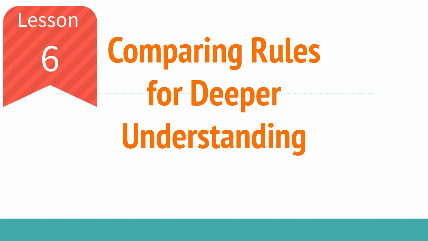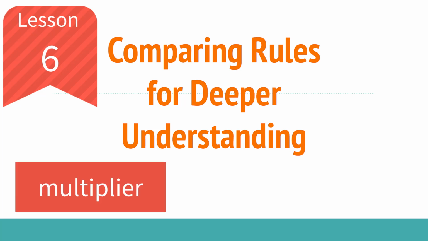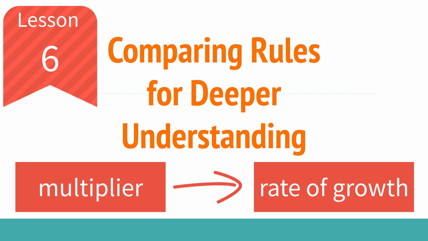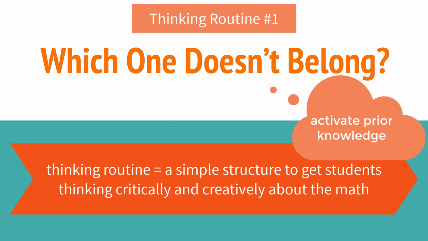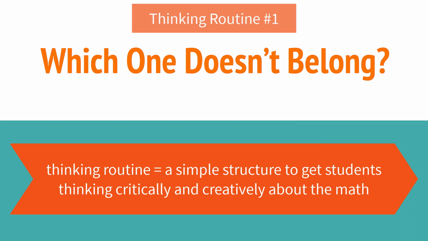We're going to begin with lesson 6, which focuses on comparing different pattern rules for students to build that deeper understanding. And there's going to be a particular focus on helping students understand that the multiplier in a linear pattern is related to the rate of growth of that pattern. So we might do a thinking routine called Which One Doesn't Belong. And in Which One Doesn't Belong, we're actually asking students to think about why each thing doesn't belong with the others. What does that look like?